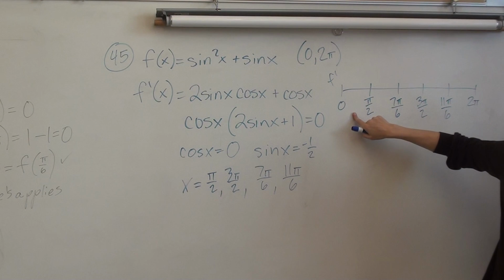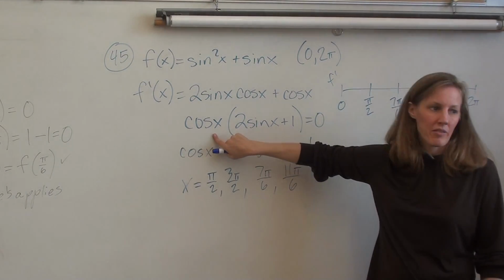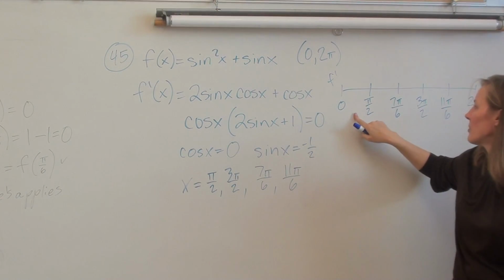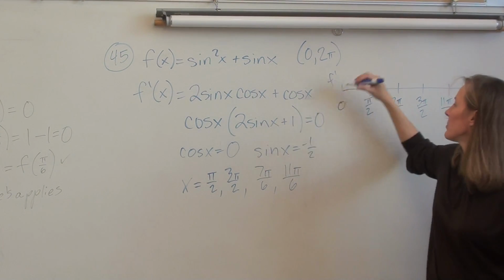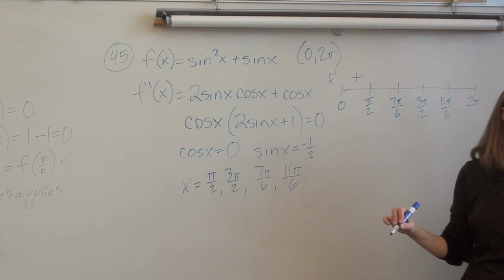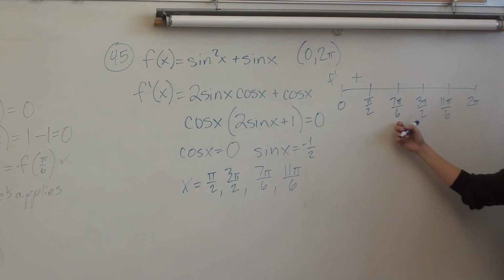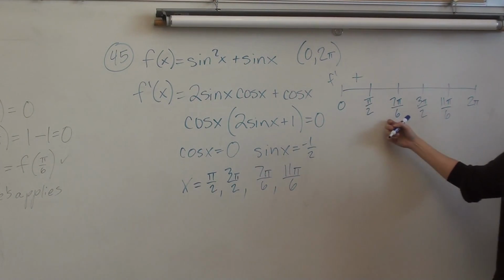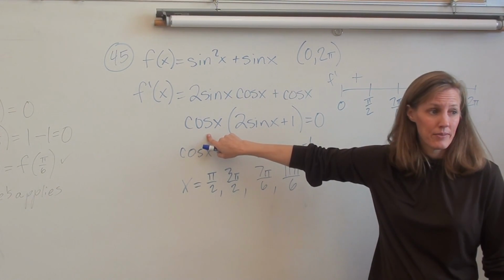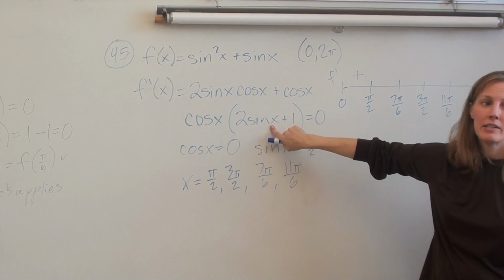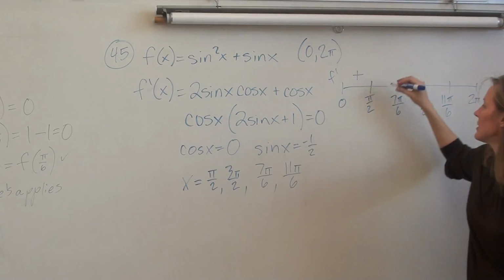So if we plug in from 0 to pi halves, cosine is always positive there, right? So just worrying about the other factor, if I pick any angle at all, I'm going to get a positive, plus 1. So we have a positive times a positive, we are positive. From pi halves to 7 pi over 6, what's the best angle to pick? Pi. Always pick the one that's 0 or 1, right? So we pick pi. Cosine of pi is -1, so I have a negative, sine of pi is 0, so plus 1 is positive. So I have a negative times a positive, we're negative.